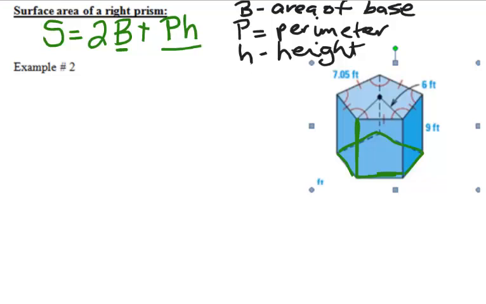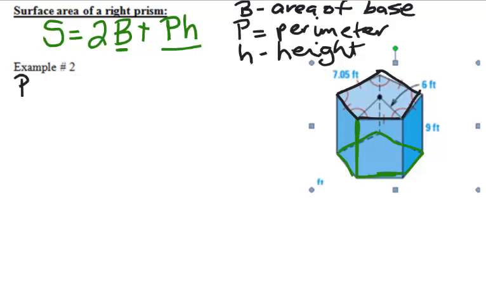We need to find the surface area of the right prism. So the first thing we're going to want to do, we've got one side here is 7.05. So I know each of these sides is 7.05. I know it is a right pentagonal prism. It's got a pentagon for the bases. And we know that the pentagon, from all of the angle measures being the same and all the side measures being the same, and that's marked with the 1 tick mark, that makes that a regular polygon. So each side is 7.05 feet.